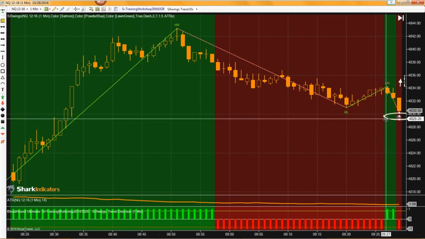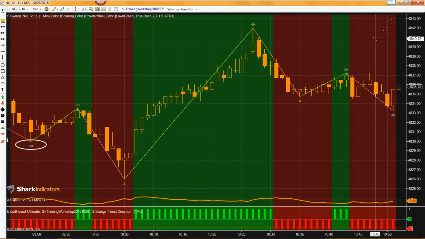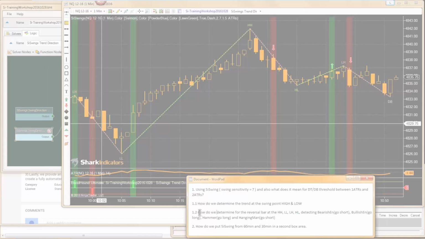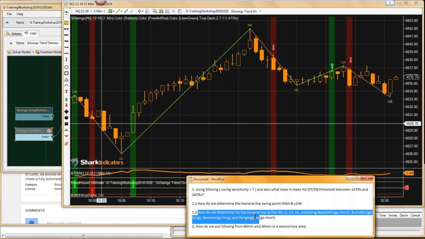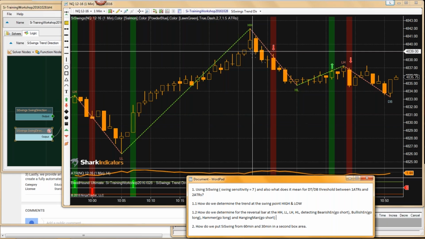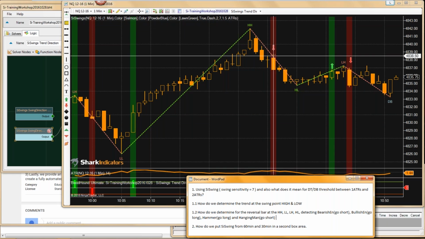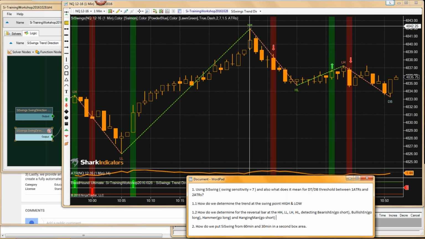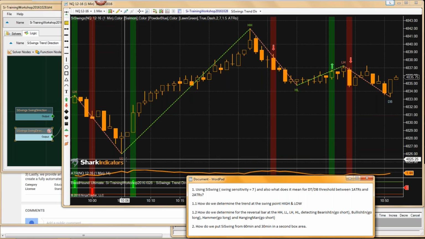All right, anyways, that's the short version for using the swings indicator. So anyways, question 1.2. How do we determine the reversal bar at the high-low, higher high, lower low, at all these points here? Basically, this is it. Price has to move enough in the opposite direction to actually know that a higher high has been made, or to know that a lower low has been made.